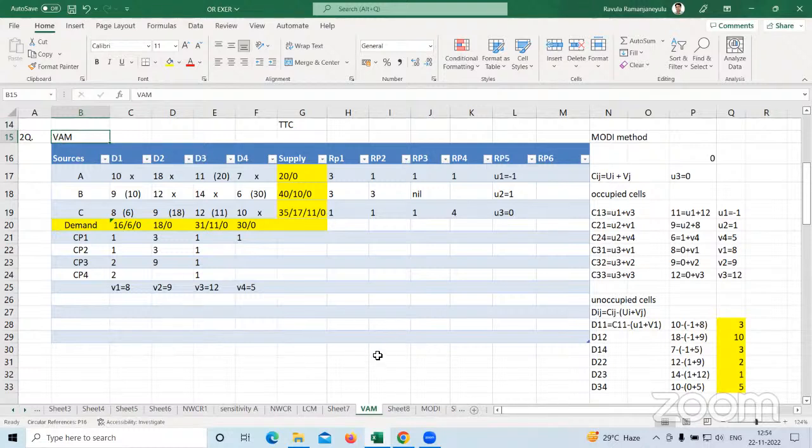If you go with the northwest corner method, you will get some occupied cells. Again we have to apply the MODI method: by these occupied cells, the U and V values are to be calculated. On the unoccupied cells, you substitute and check whether all are positive or zero. If any is less than 0, then we need to make a loop. If all are coming positive, then the solution is optimal, the final answer, the best solution. The solution means the total transportation cost that we get, and that is the best solution.